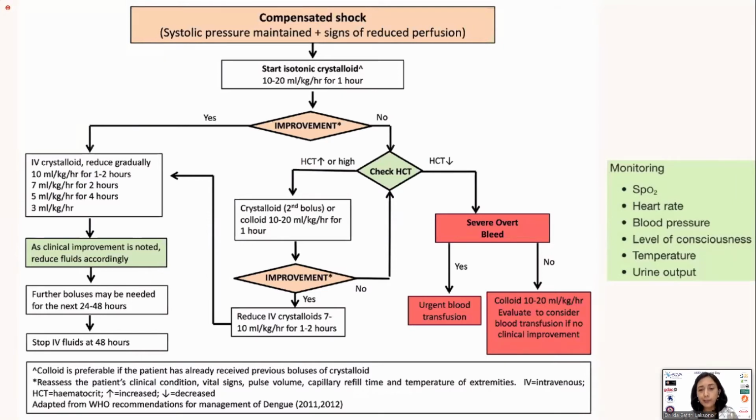For those who are not improved by resuscitation, where the hemodynamics are not stable: if the hematocrit is still high or increased, then maybe there is a place to give a second bolus, or we can use another solution such as a colloid. For those with unstable hemodynamics but a hematocrit that tends to decrease, we need to consider whether there is any severe bleeding, and then transfusion needs to be considered.